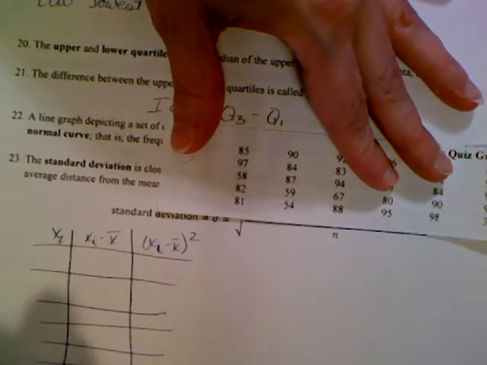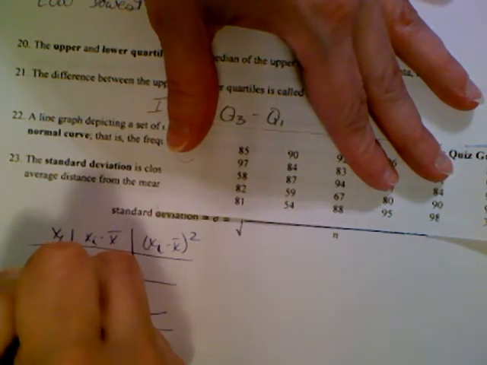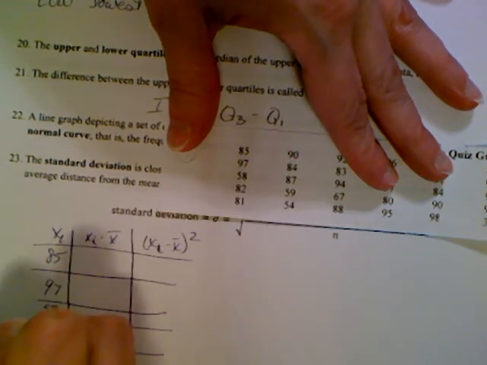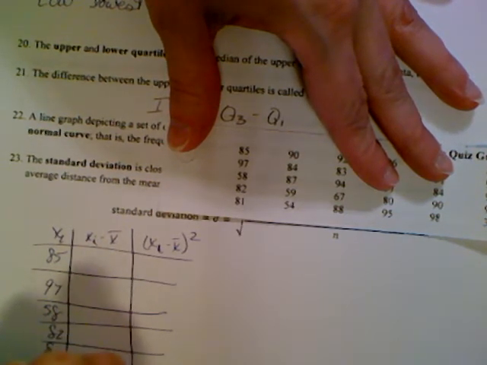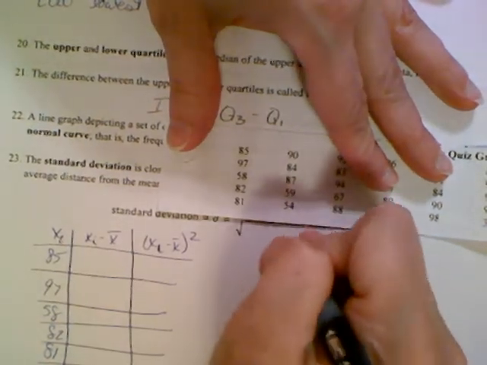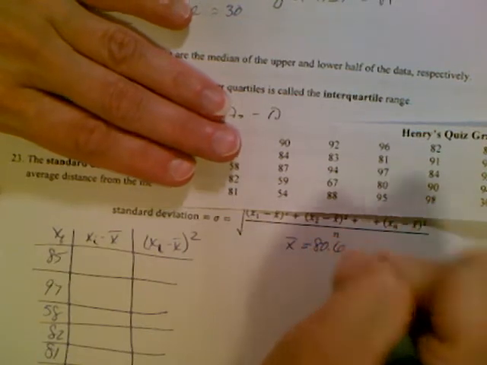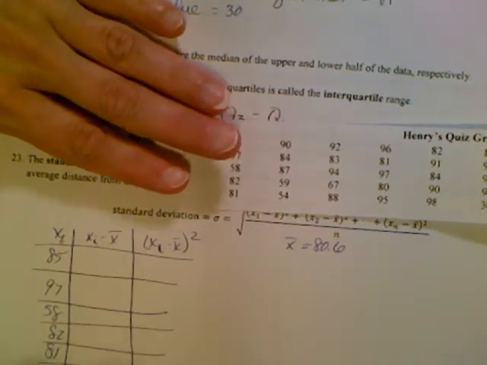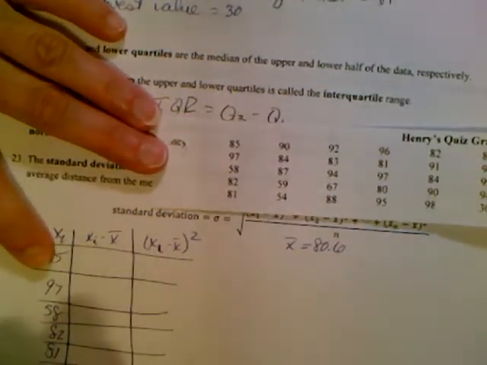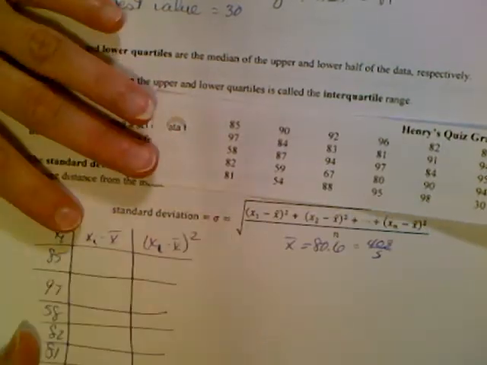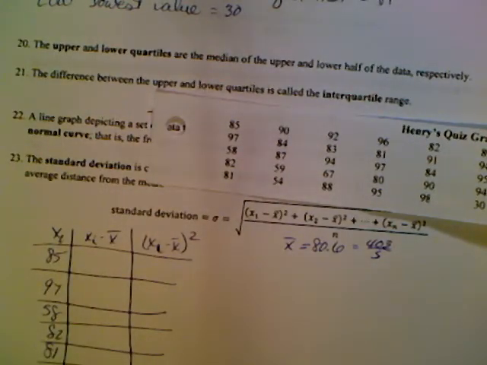Okay, total. So our first value is 85. Our second value is 97. Our third value is 58, 82, 81. We found that our mean was 80.6. Okay, now I'm finding the mean of just these 5 numbers. So that's 403 divided by 5, because I'm only finding the standard deviation of those 5 numbers, not the entire list.